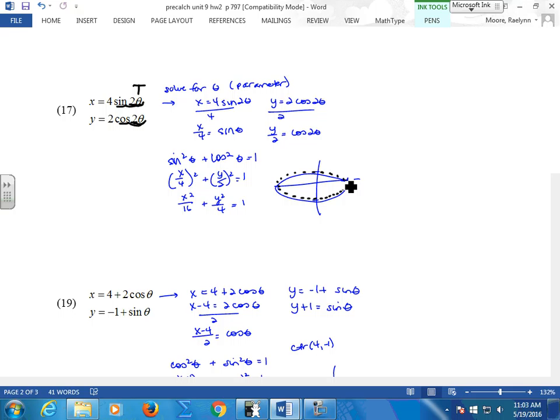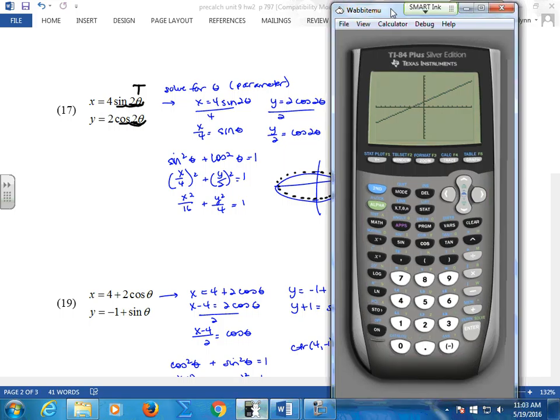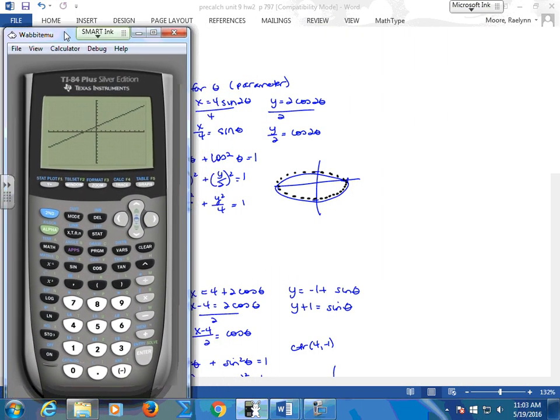If we took these two, and for you guys that weren't here, or if it's confusing, let me try on the side. We'll see what happens. I'm going to set my mode back to parametrics. I'm going to leave this in degree.